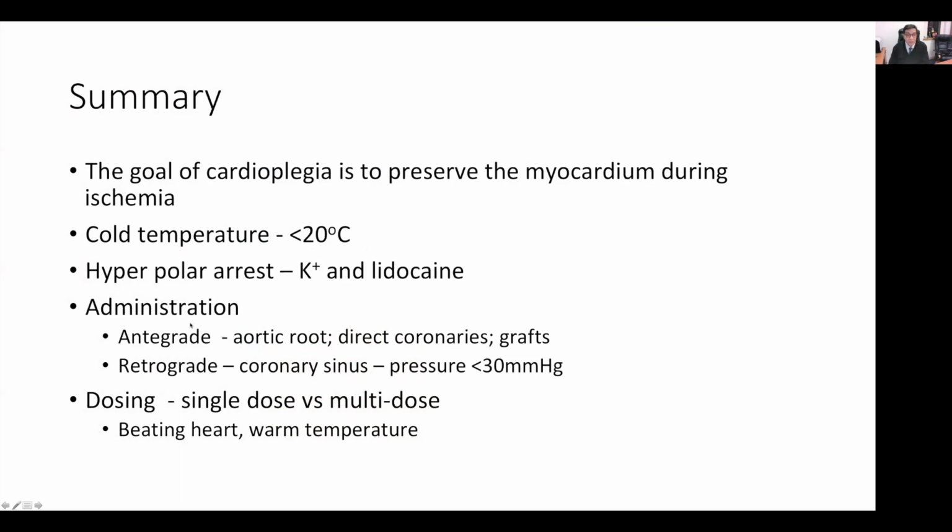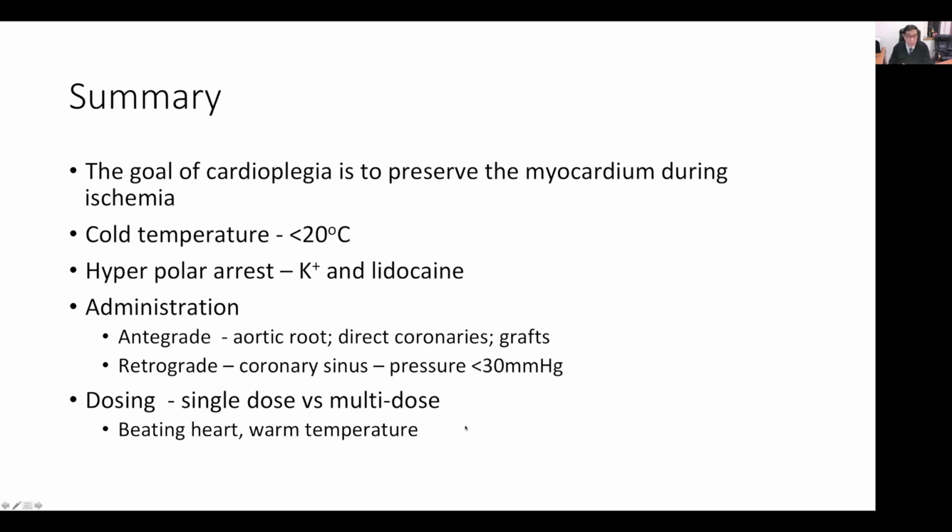The route of administration is most commonly antegrade down the aortic root or directly into the coronaries or in the grafts, or you can use retrograde, particularly if you want to protect the left ventricle. And there, the pressures that you're using are much lower, typically about 30 millimeters of mercury pressure. The dosing can be single dose or multi-dose, depending on the type of cardioplegia.